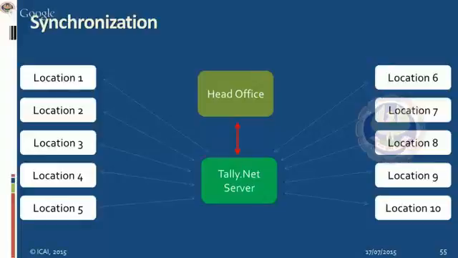So the basic requirement in this case is that continuous internet connectivity is required. If internet connectivity is broken at any one particular location, there will be a disruption in the connection. So they will not be able to connect to the head office, and they will not be able to work at all. This is the system followed in remote login.